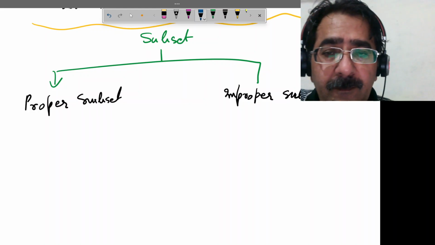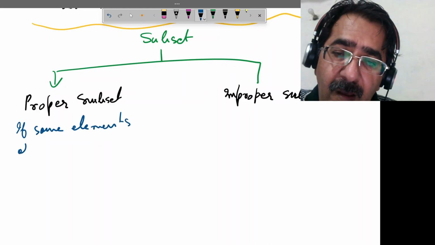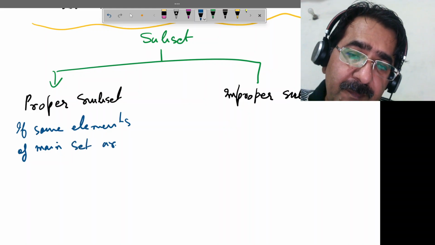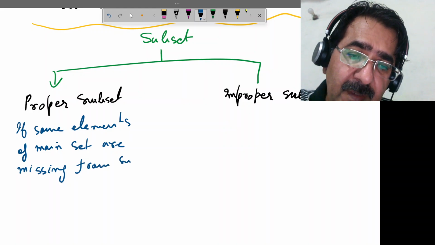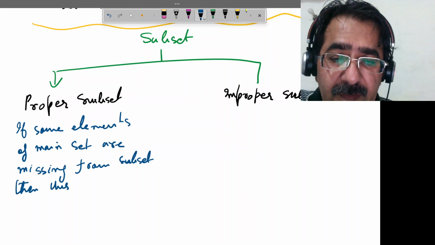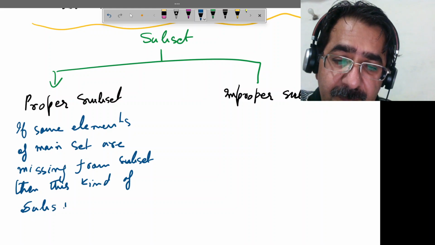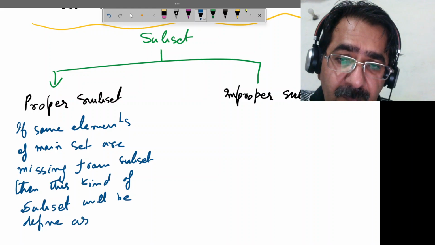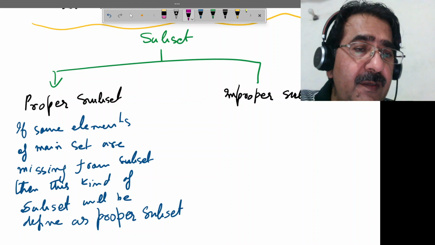if some elements of the main set are missing from the subset, then this kind of subset will be defined as a proper subset.